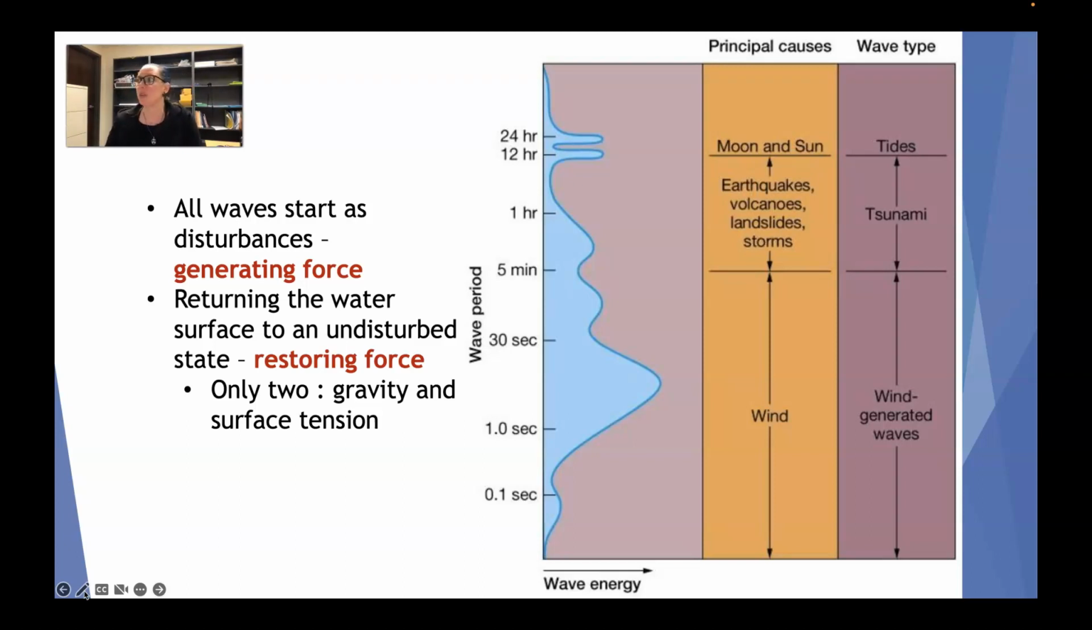So there are several principal causes of waves. What we're looking at here on the right side is wave period, so how fast they move, basically. We have wind waves, and these are on super small wave periods, obviously generated by the wind. Then we have earthquakes, volcanoes, landslides, and storms, which can cause waves as well.